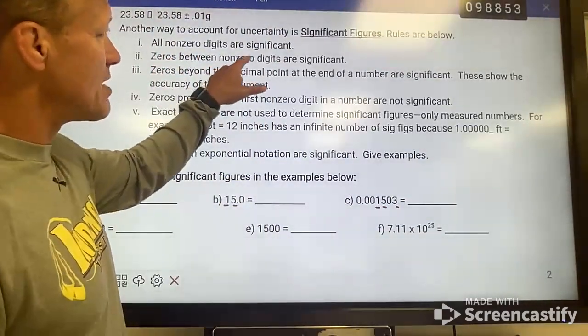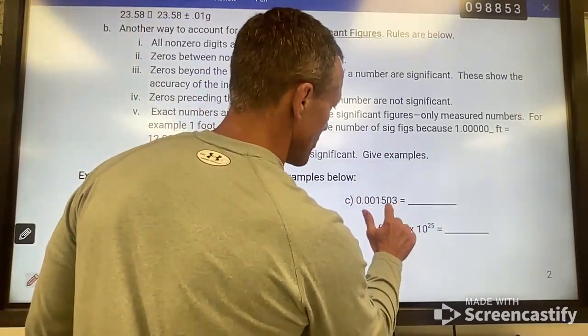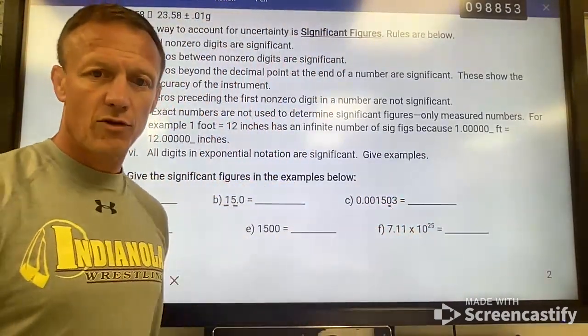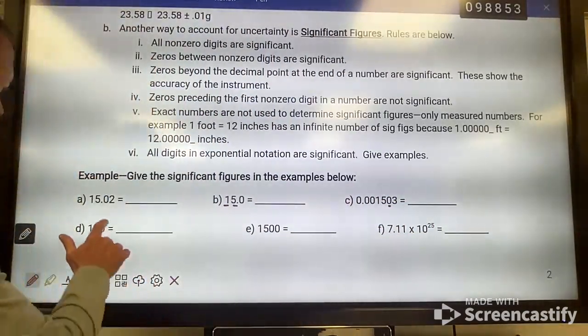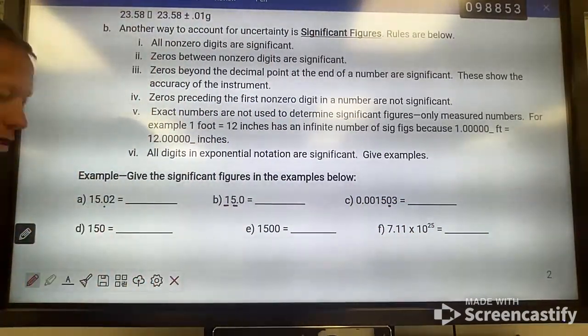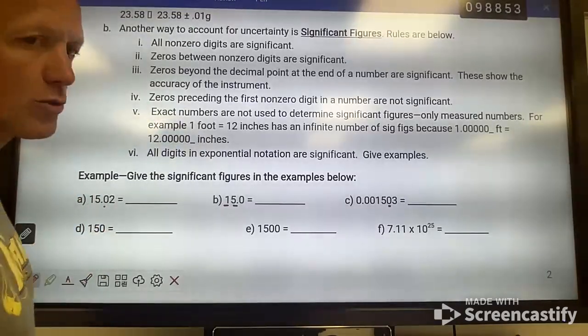Zeros between non-zero digits. If you have any zeros between non-zeros, for example, that zero right there is between two non-zeros, those count. So everything that's not a zero, and any zeros between, like this one right here, count. Those are two pretty easy rules.